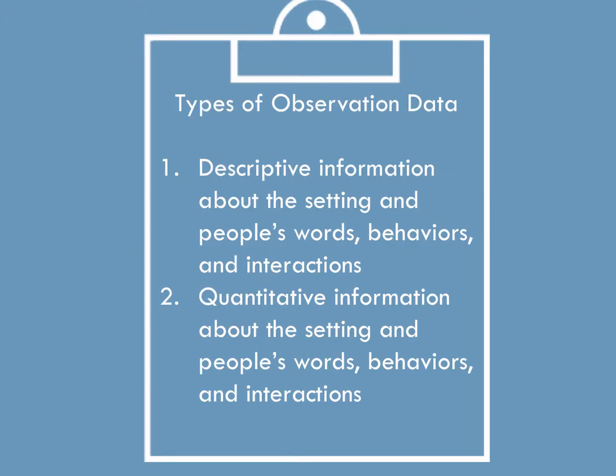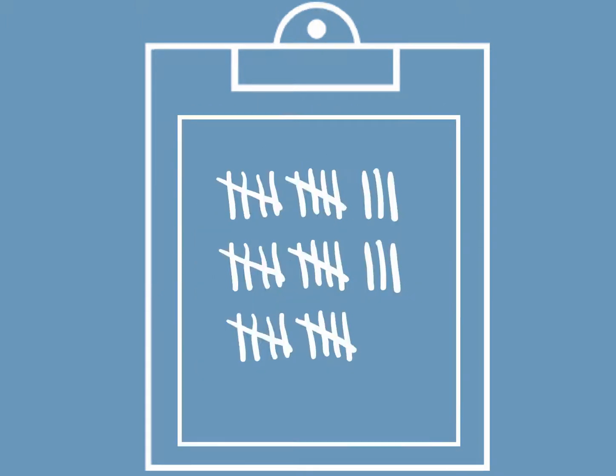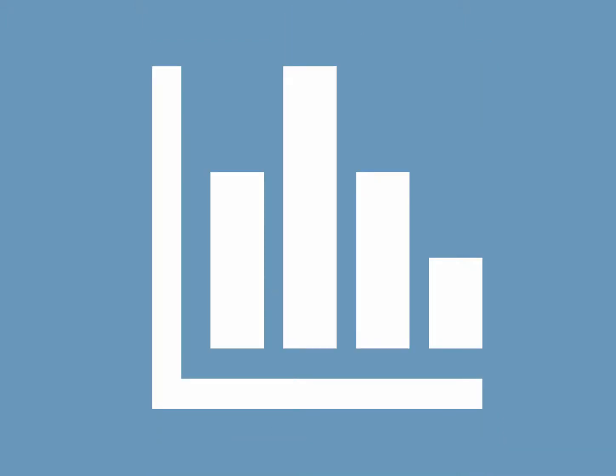A second kind of data you can capture through observations is quantitative information about the setting and about people's words, behaviors, and interactions. To do this, you would record the number of times you see or hear specific actions, words, behaviors, or interactions. This type of observation data is focused on tabulating very specific occurrences during your observation session. And then the data are summarized and analyzed using descriptive statistics.